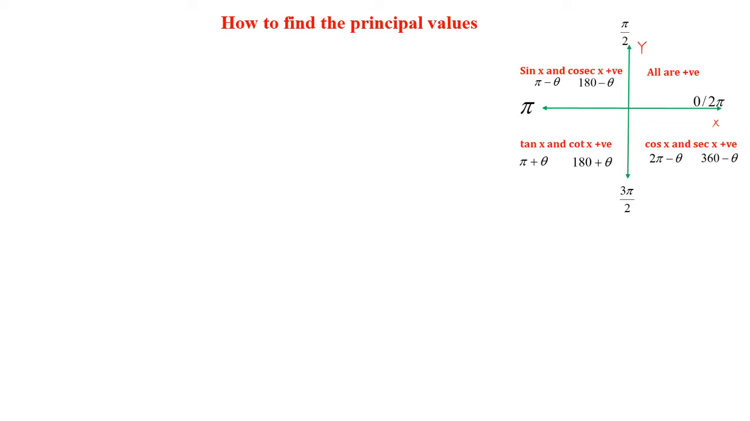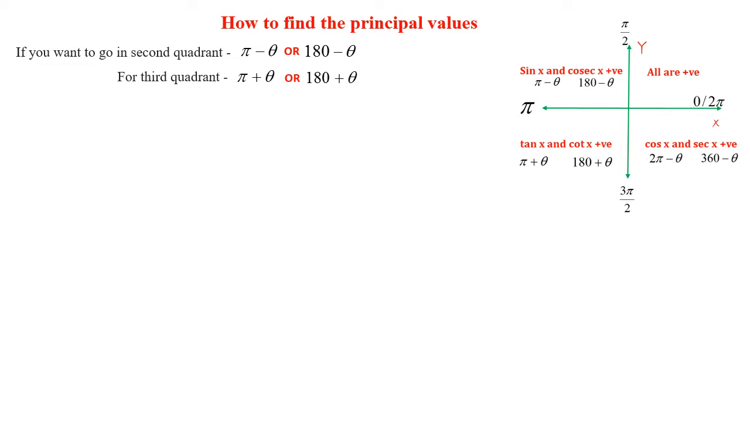First quadrant to second quadrant, it is pi minus theta; to the third quadrant, it is pi plus theta; and to the fourth quadrant, it is 2 pi minus theta. So let's discuss the points. Second quadrant: pi minus theta or 180 minus theta. Third quadrant: pi plus theta or 180 plus theta. Fourth quadrant: 2 pi minus theta or 360 minus theta. These are quite familiar for us, but still we have to remember them in order.